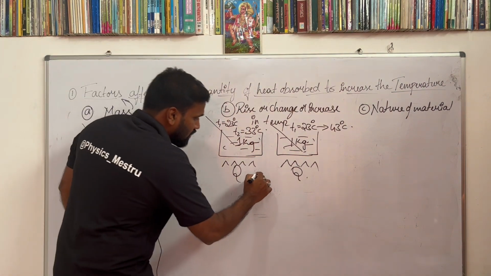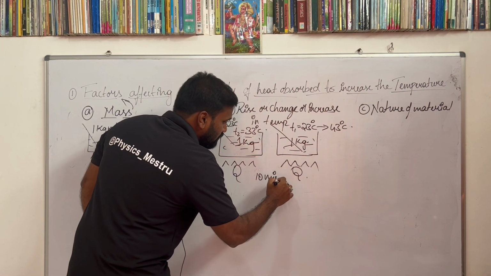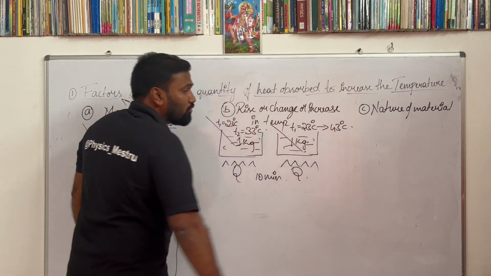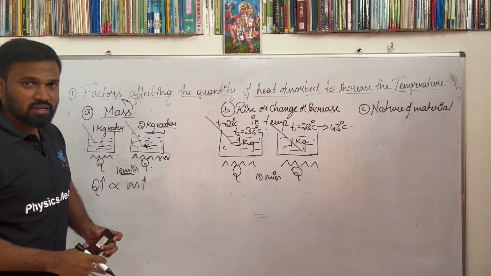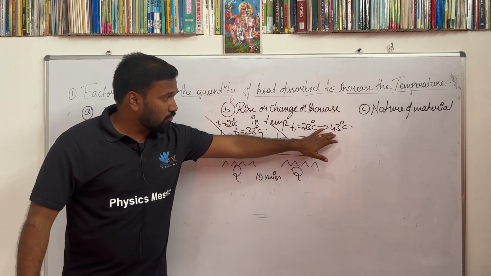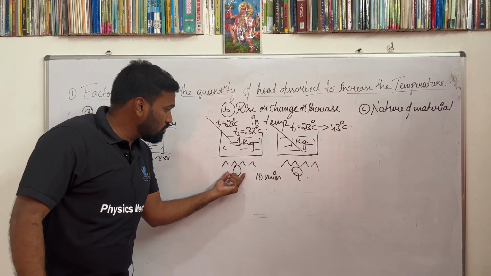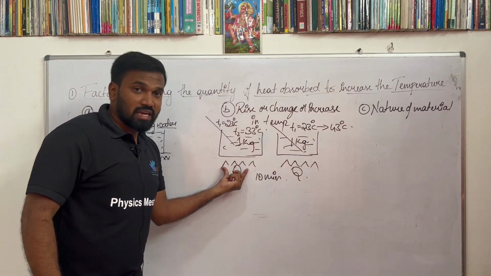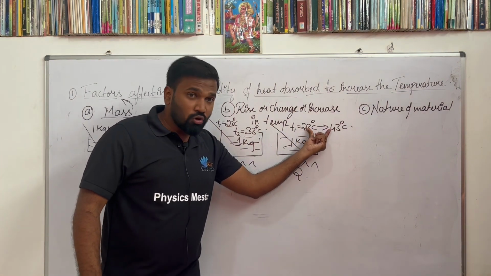After 10 minutes, I may get 33 degrees Celsius, but I will not get 43 degrees Celsius. Clear? Yes. So why will I not get 43 degrees Celsius? Because the amount of heat energy that I am giving for 10 minutes is the same for both the cases, but here I require more temperature.